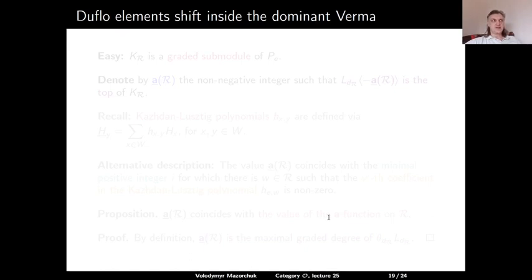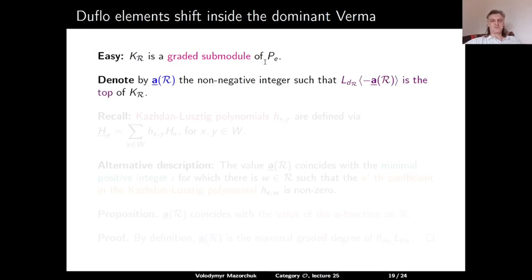Lusztig's A function is intimately connected to Duflo elements. Directly from the definitions, it is very easy to see that Kr, which was used to define the Duflo element, is a submodule of PE with simple top given by the Duflo element. This submodule is actually a graded submodule of PE. Let us denote by A underlined R the non-negative integer such that the corresponding simple module of the Duflo involution appearing as a top of Kr has the degree shift minus A underlined R.